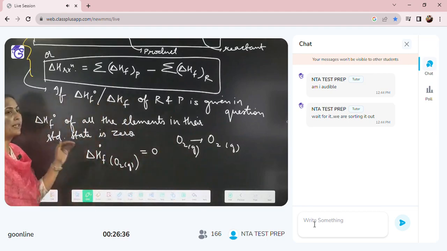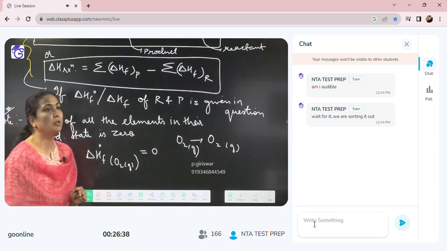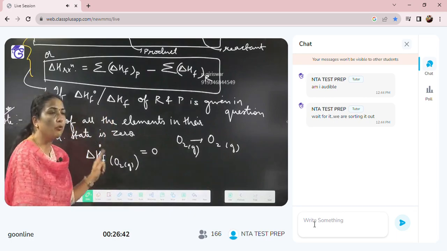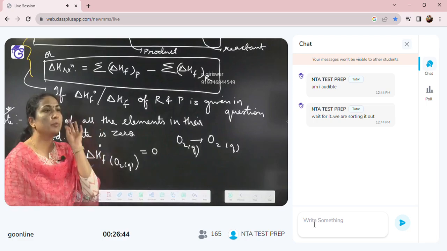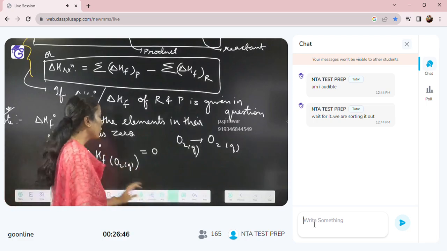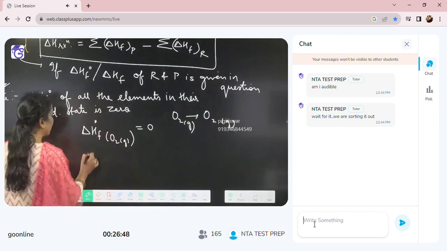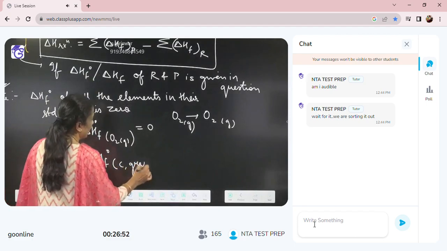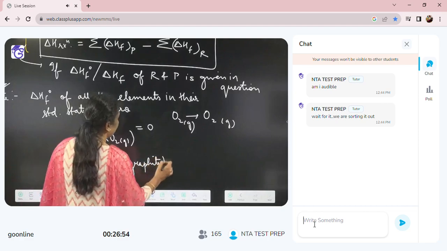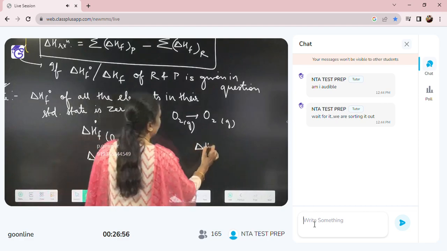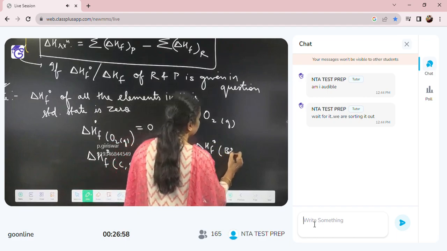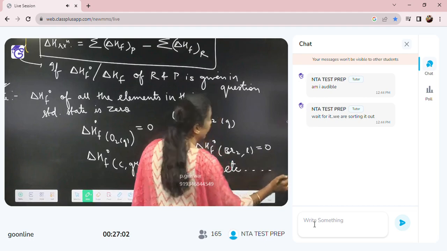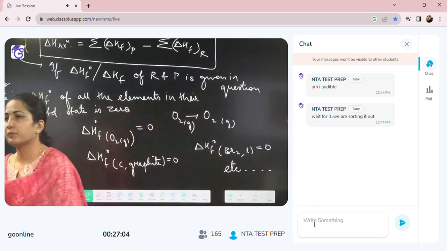So all those elements which we have listed in that table, whose reference state we have written, standard enthalpy of formation of all of them is going to be 0, right? I'm not going to write down the entire list, just a few of them. Delta HF naught for carbon in the graphite form will be 0. Similarly, delta HF naught for bromine in the liquid form is 0. And I'm writing etc., meaning that the entire list will be there. Got it?